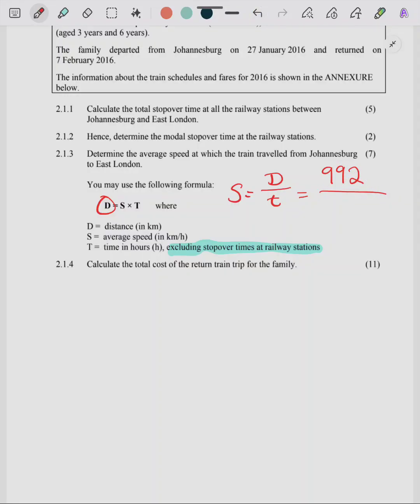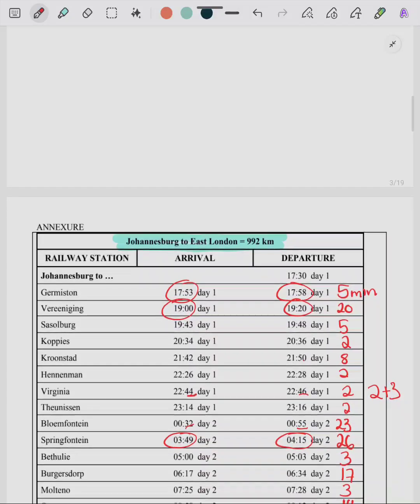The time is where we're going to get a bit more complicated, because how long is this trip actually? So we need to see. We know when we look at our table, they departed at 17:30 on day 1.